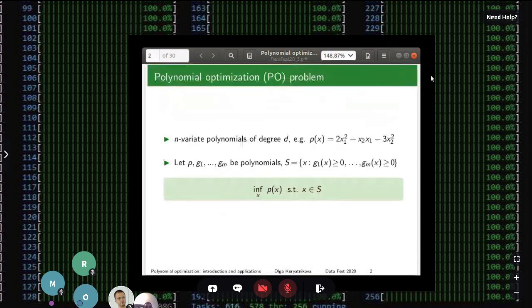First, we will look at how a general optimization problem looks like. We work here with n-variate polynomials of degree d, and x here, everywhere.